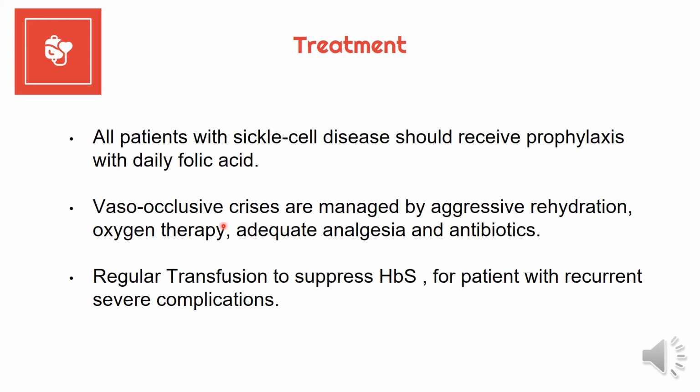The vaso-occlusive crises are managed by aggressive rehydration, oxygen therapy, adequate analgesia due to severe pain, and antibiotics to prevent infections. Regular transfusion to suppress HbS is used for patients with recurrent severe complications.